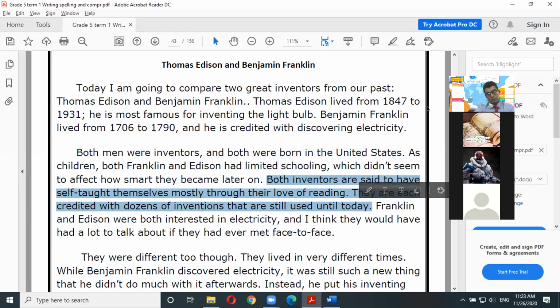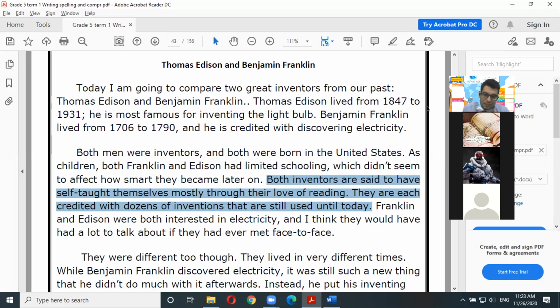Okay, both inventors are said to have taught themselves. Said, not said. It's not said at all. It's said. Okay? I bit my tongue when I was reading. Oh, bless you, bless you, bless you.